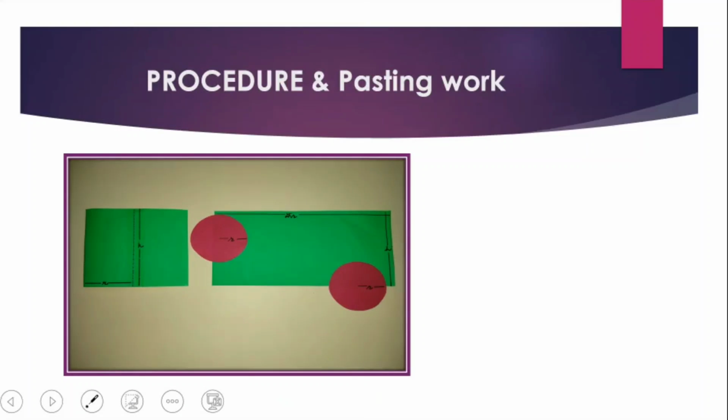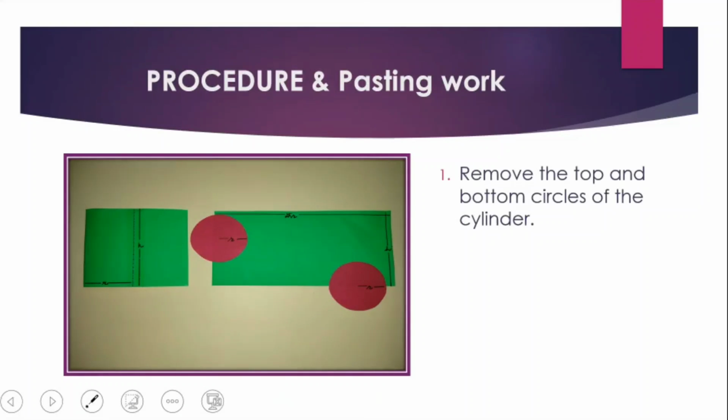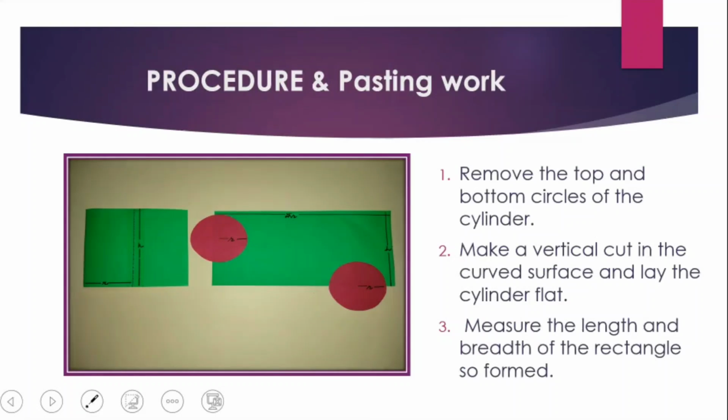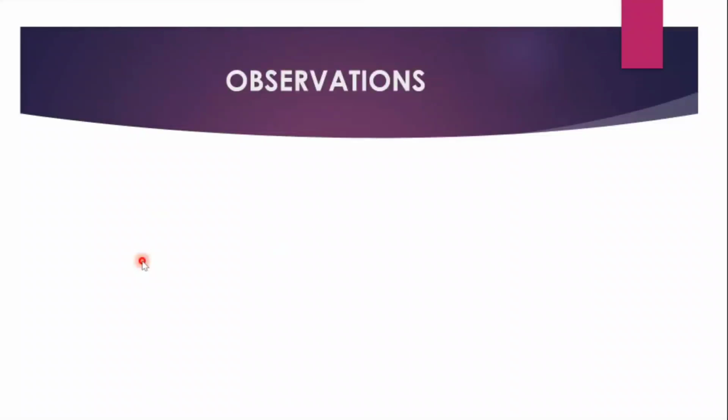Let us see the procedure once again. I have removed the top and the bottom circles of the cylinder and split open the cylinder to make it into a rectangular sheet. Then measure the length and the breadth of the rectangle so formed. Now we know that the length of the rectangle is equal to 2 pi r and the height of the rectangle is equal to the height of the cylinder. So accordingly, we can find out the area.